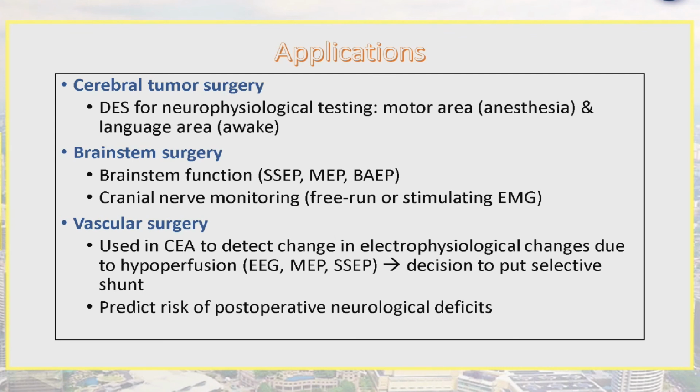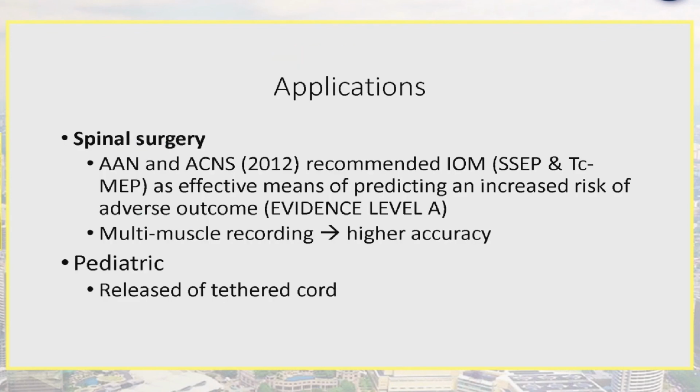Cranial nerve monitoring, we can do free-running or stimulated EMG. Vascular surgery, sometimes we use it in either cerebrovascular surgery or AAA, because we can detect electrophysiological changes due to changes in blood pressure causing hypoperfusion. We monitor EEG, EMG, EMEP, SSEP, so the surgeon can decide whether to put in a selective shunt to improve the circulation, and it predicts the risk of post-operative neurological deficit.